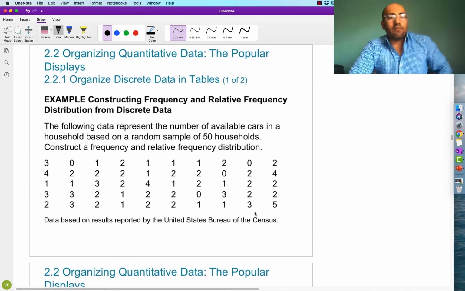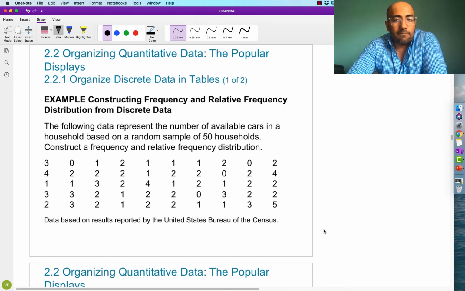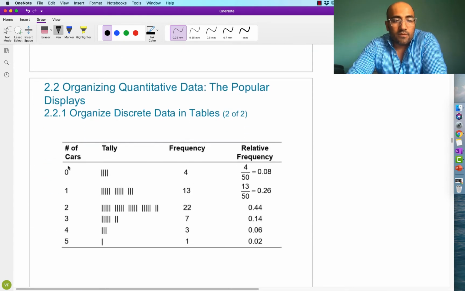So here's an example. The following data represents the number of available cars in the household based on a random sample of 50 households. So 50 people were randomly asked, how many cars are in your house, right? You know, how many cars are available in the driveway or available to people that live in the house. So somebody said we have 3 cars in the house, 0 cars, 1 car, 2 cars, 1 car, 1 car, 1 car, 2 cars, 0 cars, 2 cars. Okay, so you can see that there's not a lot of variation here. So we can use the actual values as their classes. 0, 1, 2, 3, 4, and 5 are the only numbers we observed.